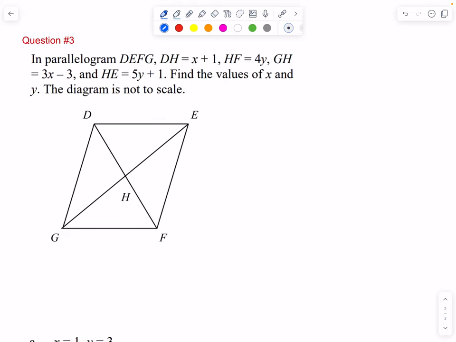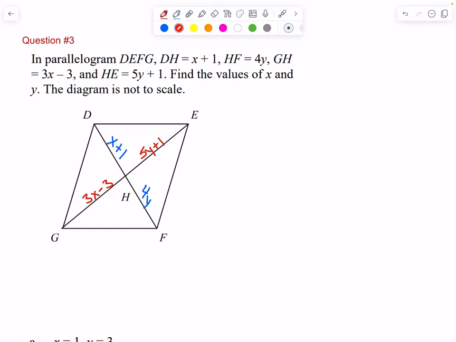It says in parallelogram DEFG, DH is X plus 1. So let's put that in the figure. HF is 4Y, GH is 3X minus 3. And I'm actually going to write that in a different color since that's on a different diagonal. And then HE is 5Y plus 1. And it says find the values of X and Y.